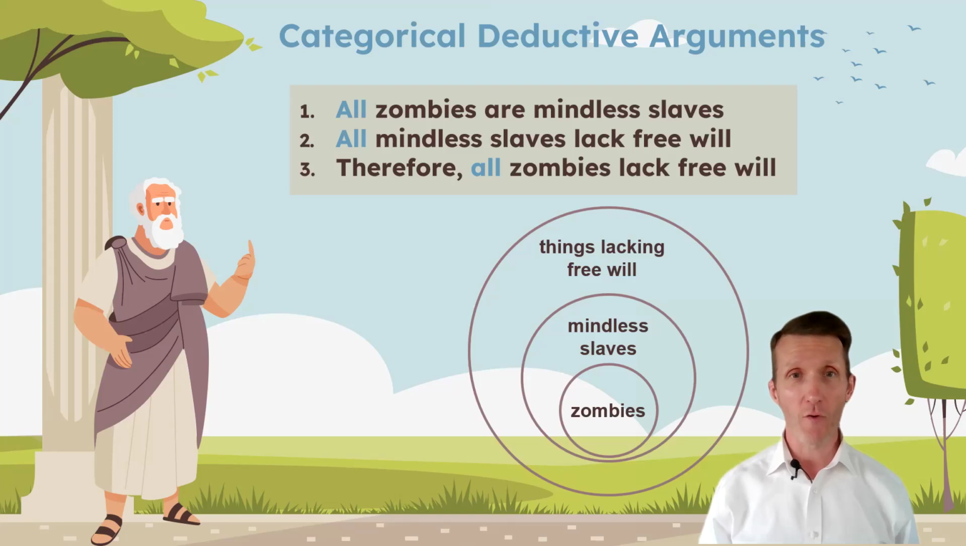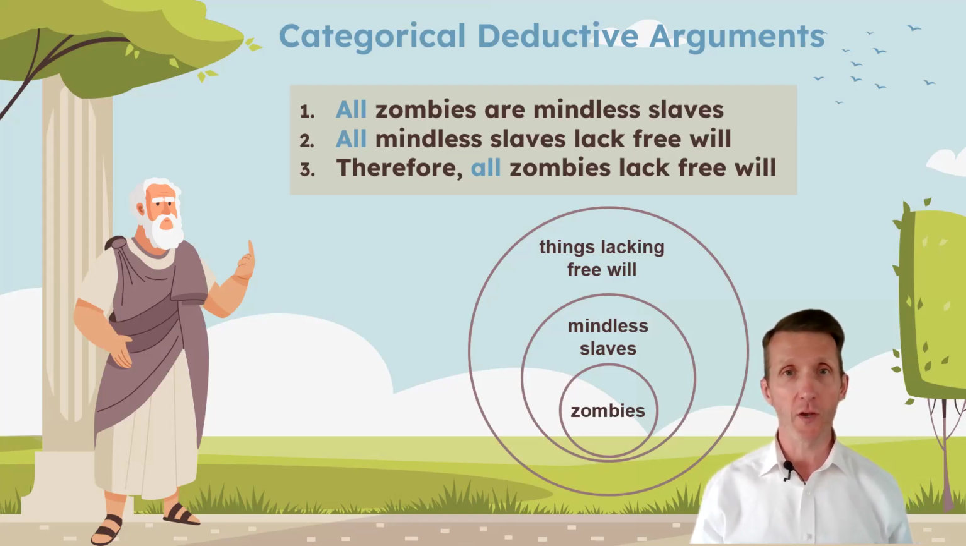And you've got that category of all zombies being mindless slaves down there toward the bottom, that smallest circle, and that's represented by the first half of premise one. And then you have the category of mindless slaves. You can see the zombies are fully within that. There are no exclusions outside of that.